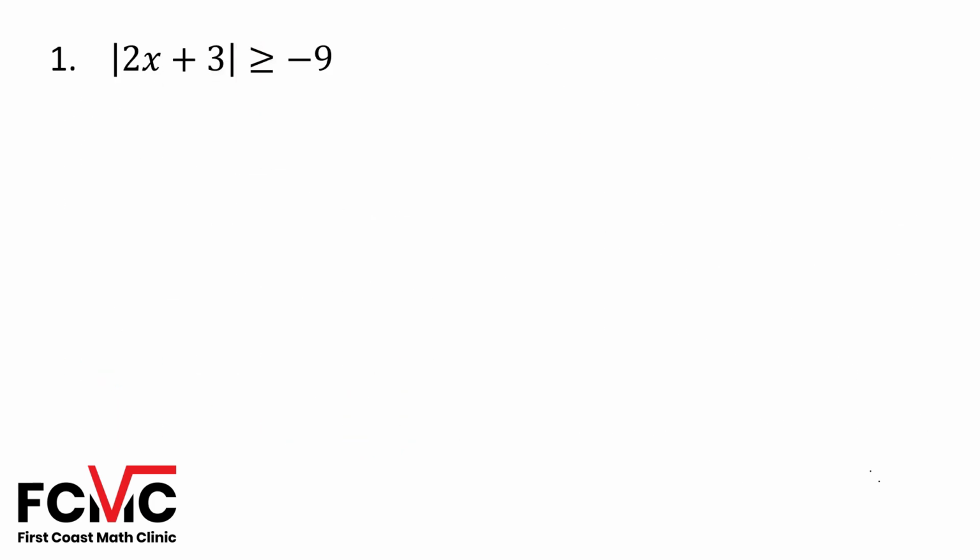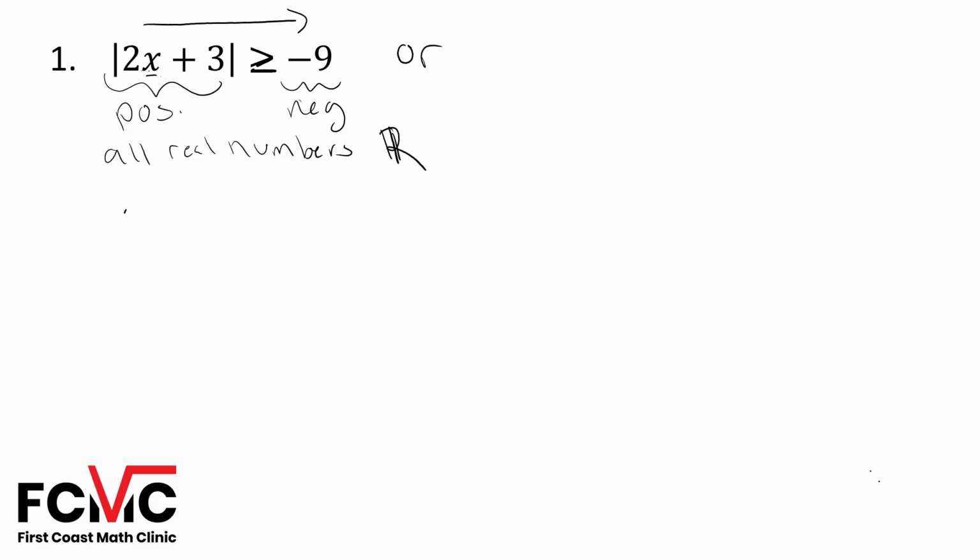So for number 1, we've got the absolute value of 2x plus 3 is greater than or equal to negative 9. And I like reading my inequality left to right. We've got our absolute value and our variable on the left side. We've got greater than or equal to, so this is going to be an or compound inequality. We know that everything here should be a positive value. This is a negative, and positive is greater than our negative, so this is going to be all real numbers as our answer.